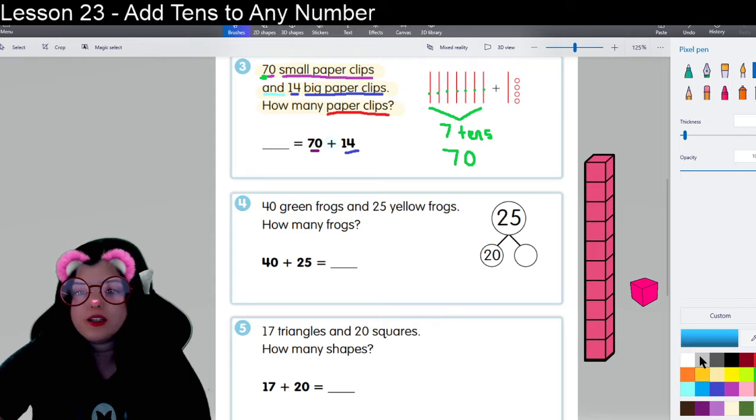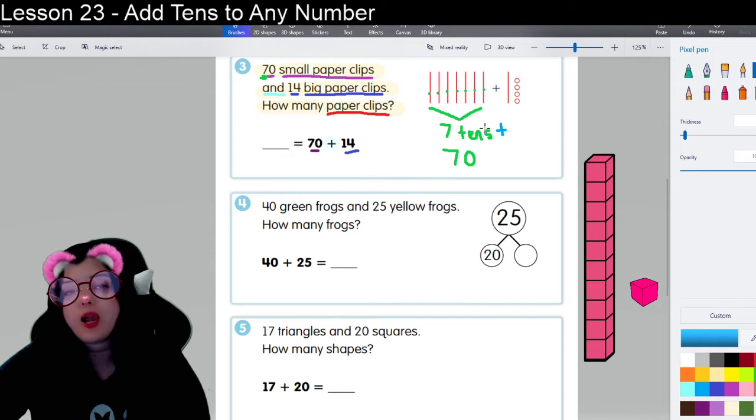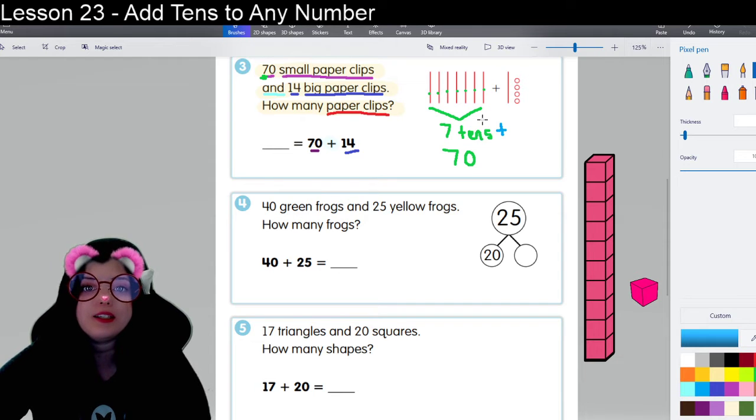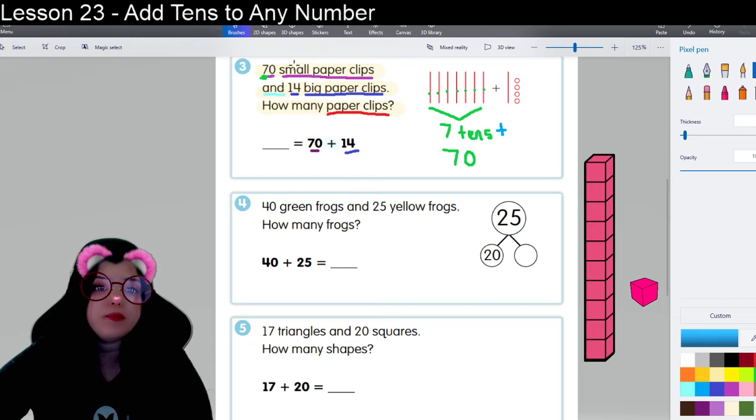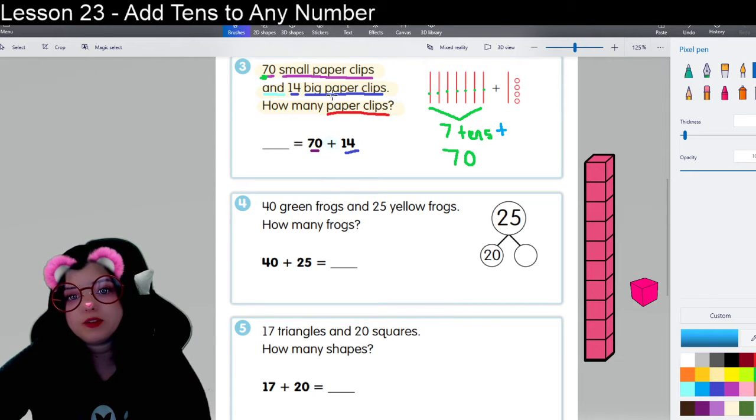But we're not done. We have to look at our second part. And we are using Gus the Plus because they use the word and. They want us to find out how many paper clips are all together. How many paper clips are in all? Both the small paper clips and the big paper clips.